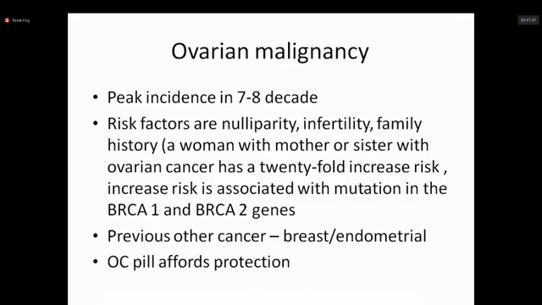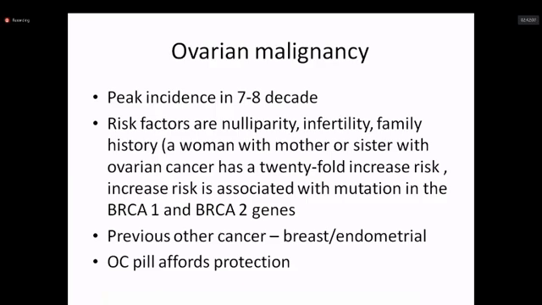Then the ovarian malignancy. I spoke about the germ cell tumor malignancies in the young girls. Now I'm talking about epithelial ovarian cancer coming from the surface epithelium. This is especially in older women after menopause. So the peak incidence is in the 7th to 8th decades. They are very old people and they are common in certain individuals.